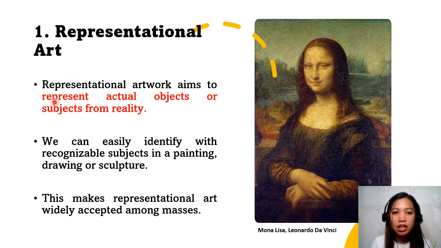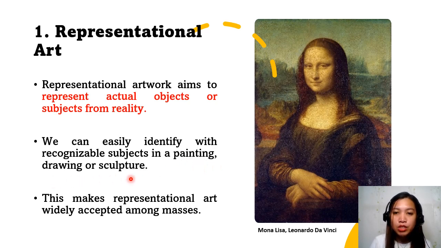So we have here a good example. I'm sure you are familiar with this painting. This is Mona Lisa by Leonardo da Vinci. So who is the subject in this painting? Alright, most of you will answer Mona Lisa, because she is very obviously the main focus of this painting, and that is what representational art is all about. Okay, so we can easily identify recognizable subjects in a painting, drawing, or sculpture.